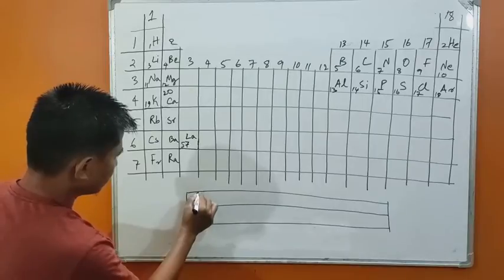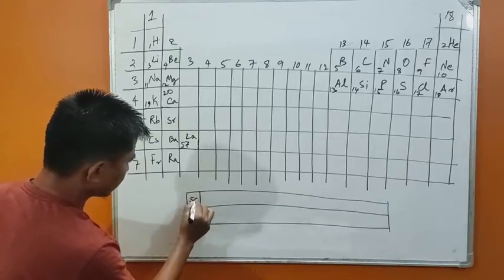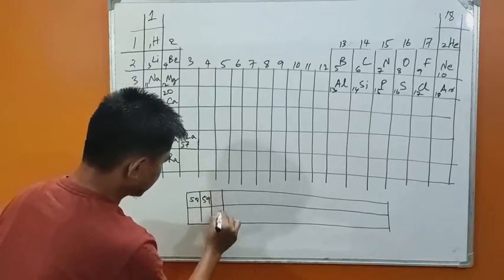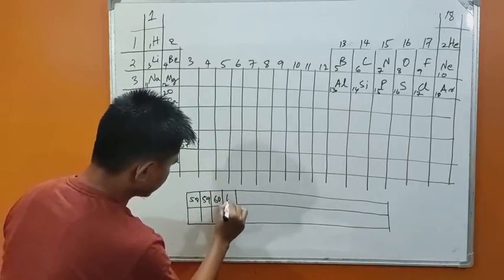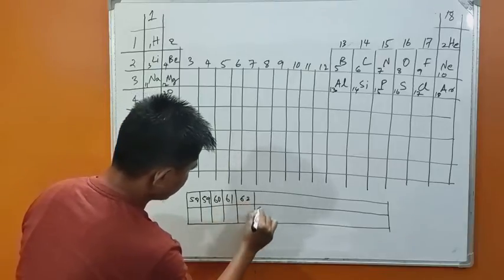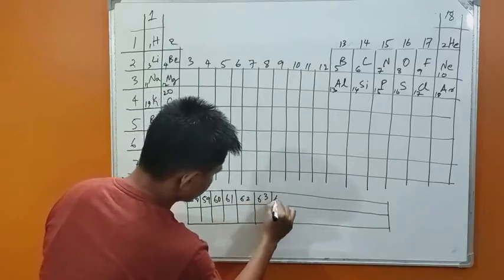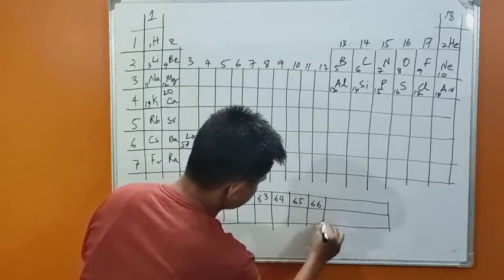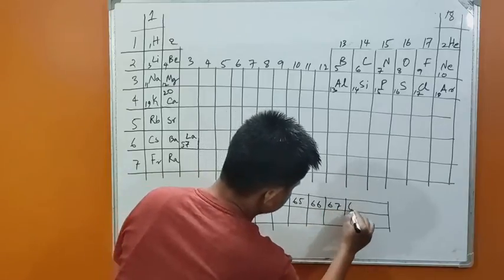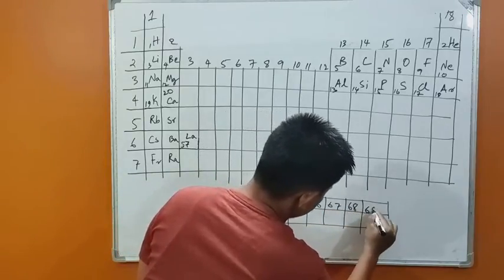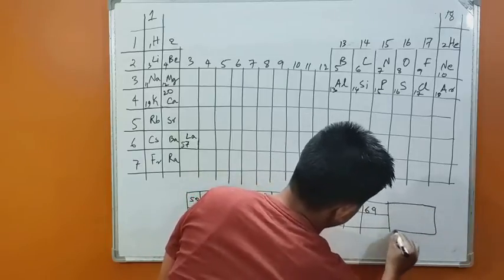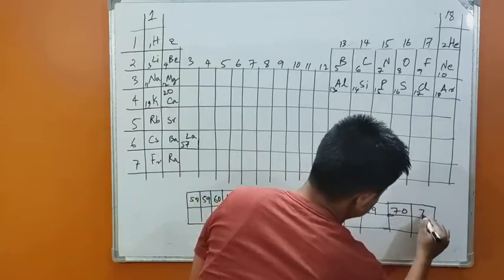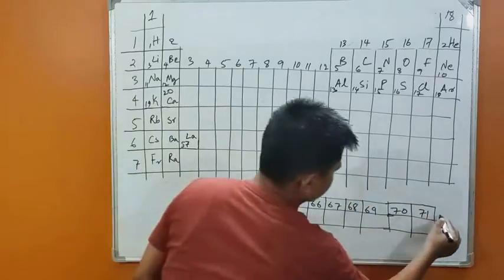Now this is the element having atomic number 58, 59, 60, 61, 62, 63, 64, 65, 66, 67, 68, 69, 70, and 71. There are 14 elements here.